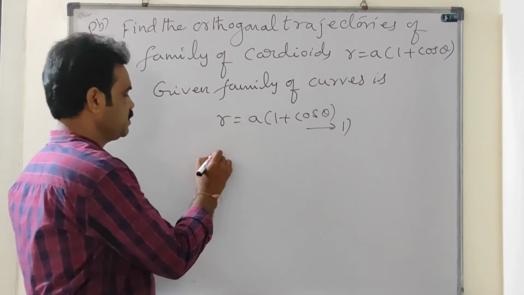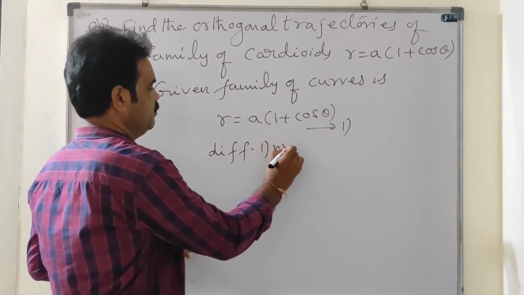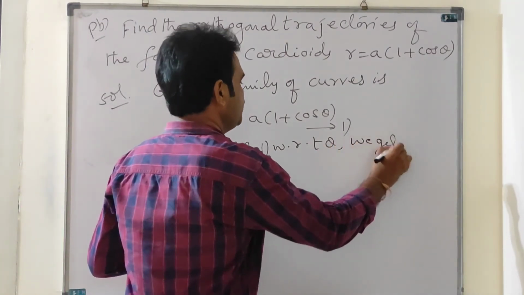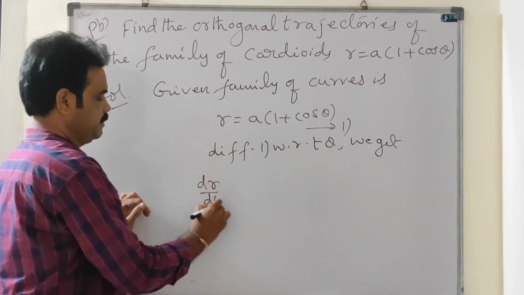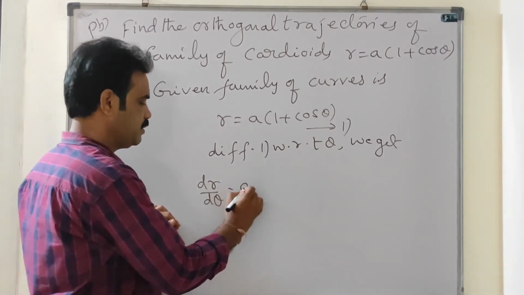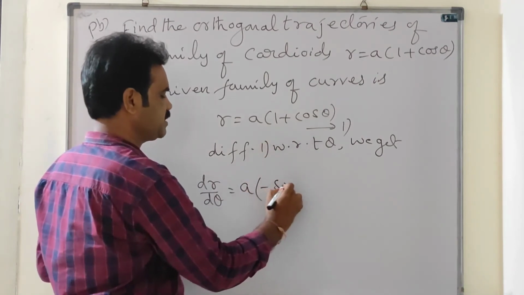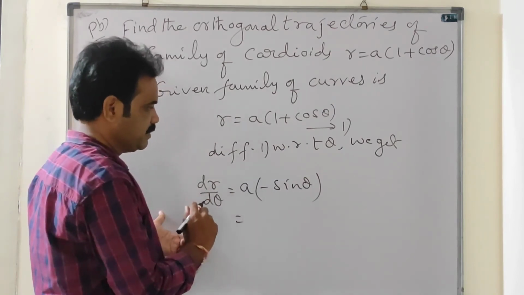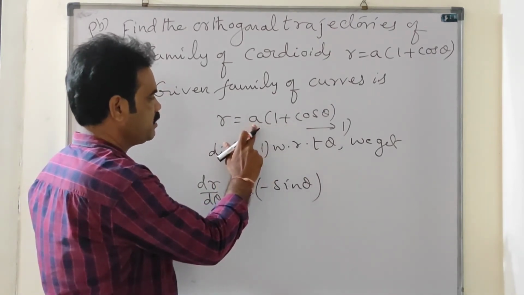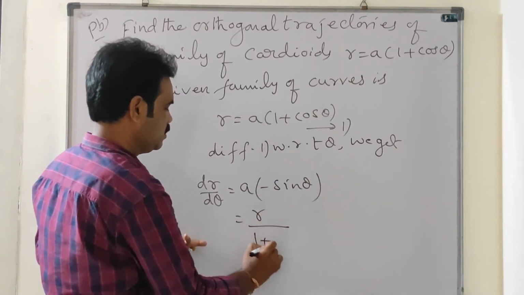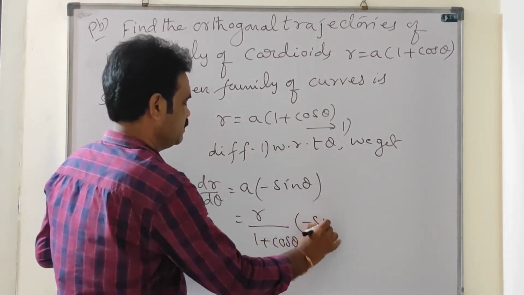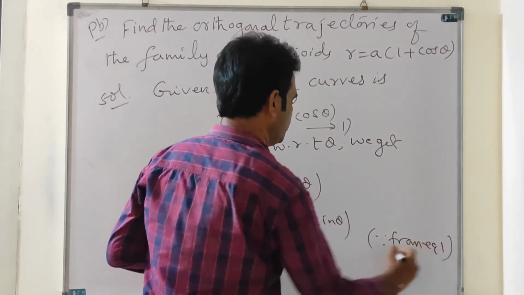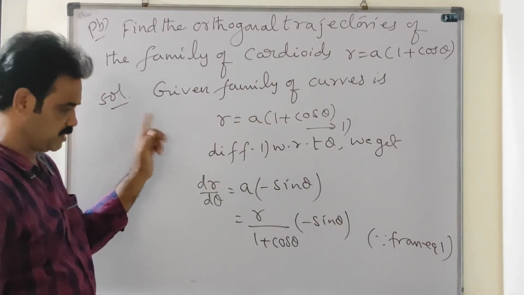Now differentiating 1 with respect to theta, we get dr by d theta is equal to a into 1 derivative 0, cos theta derivative minus sin theta. Understand? Now you have to eliminate a from this. Since from equation 1, a equal to r by 1 plus cos theta, substitute the value here.